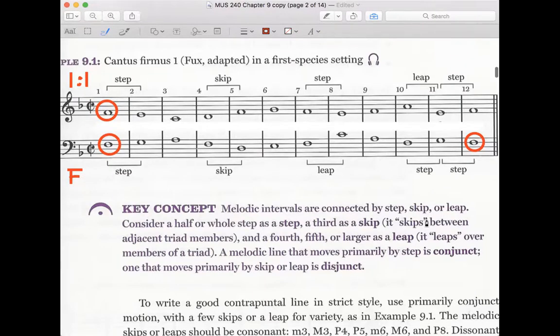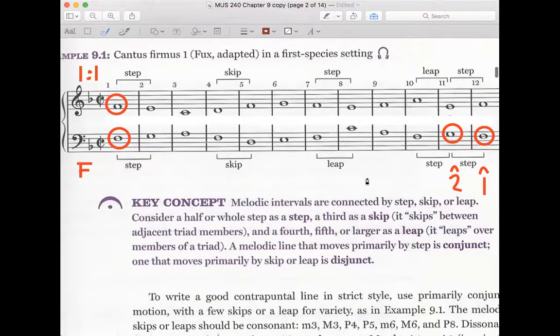What are some other conventions that we see in first species counterpoint? Well, we're going to take that Cantus Firmus, and every Cantus Firmus that we're going to look at in this class will end re, do, or you can also say second scale degree, first scale degree. That means the same thing in movable do, right? Re, do.